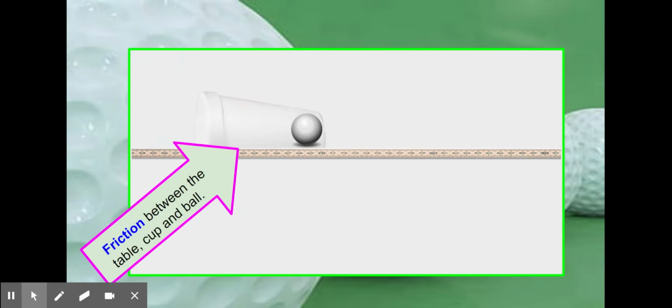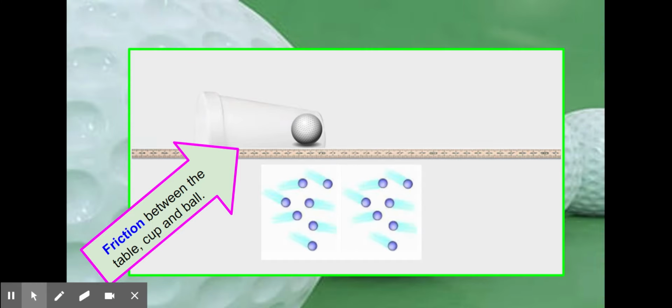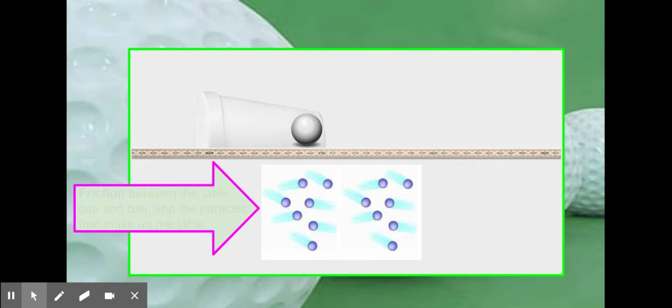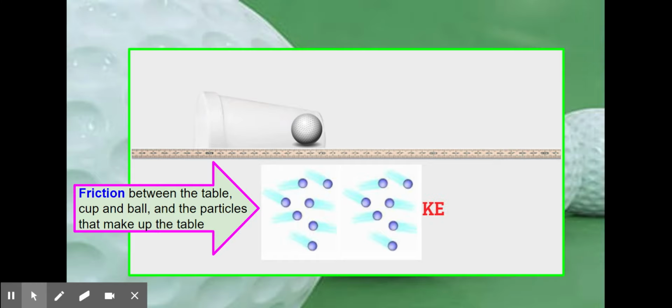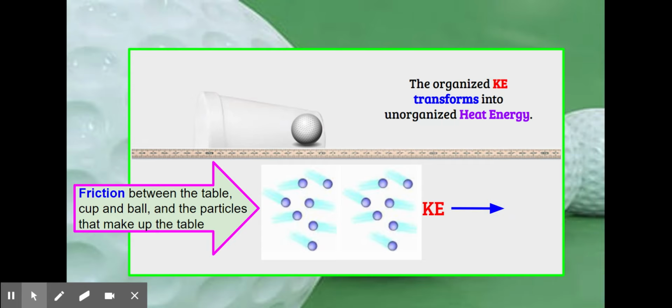Simultaneously, as the cup is sliding across the table, there's friction between the table, the cup, and the golf ball because they're all touching. And because those particles gained kinetic energy, they're going to start to move faster and get a little bit crazy. So they're actually going to collide as well. So there's friction not only between the table, the cup, and the ball, but the particles that make up the table as well. And that kinetic energy, because of friction, is going to transform into heat energy.